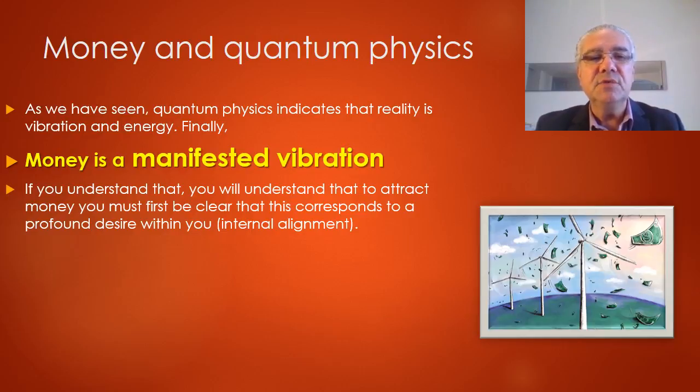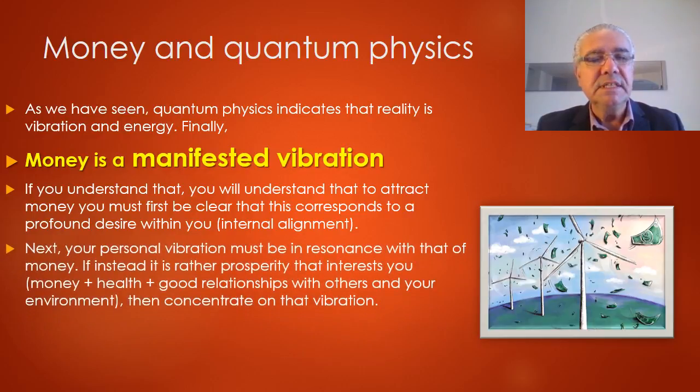So if you understand that, you will understand that to attract money, you must first be clear that this corresponds to a profound desire within you, which is an internal alignment. And what I'm suggesting here is that essentially people who have become very wealthy and have accumulated a lot of money have had that focus. They have emitted vibrations that were in alignment with that particular goal. And that meant language, words, body language, emotions, states of mind. Next, your personal vibration must be in resonance with that of money.